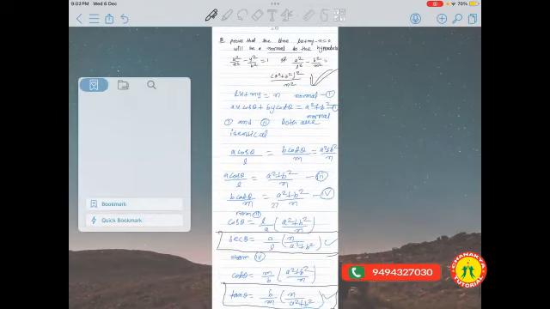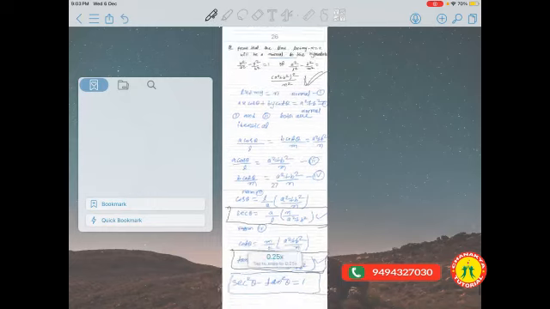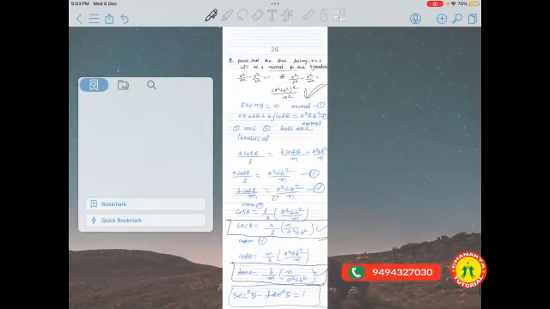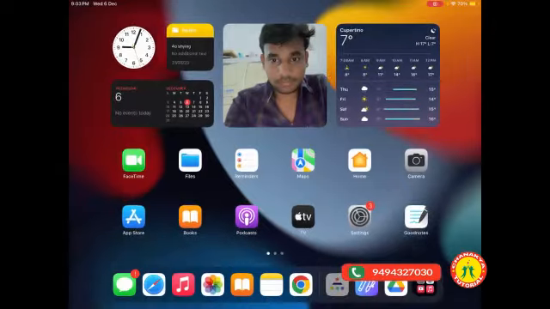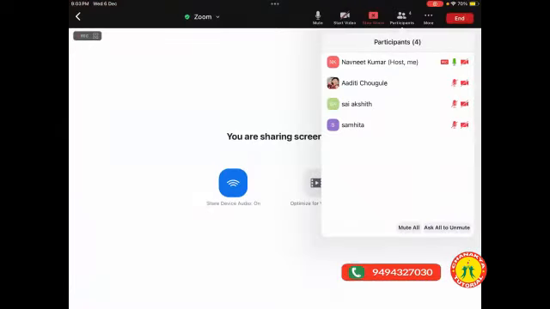I think it is clear. Concept is clear. Any doubt? Any doubt? Tanishq, do you have a doubt? Tanishq clear. Samita? Any doubt? No doubt, sir.